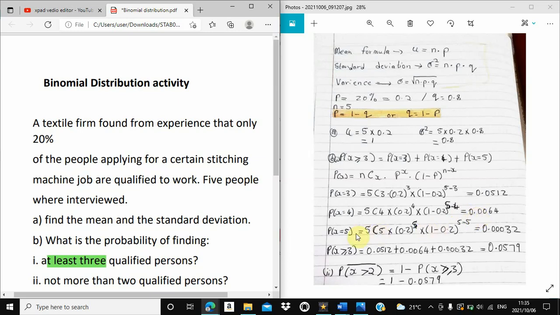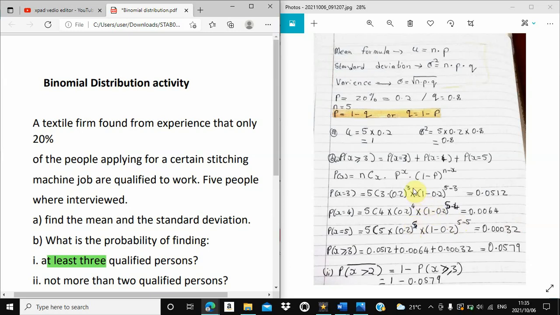Finally, our last expected event, the probability of x equals 5. Then we said 5C5 times 0.2 to the exponent 5 multiplied by (1 minus 0.2) to the exponent 5 minus 5. Therefore, our answer was 0.00032. This is our answer.